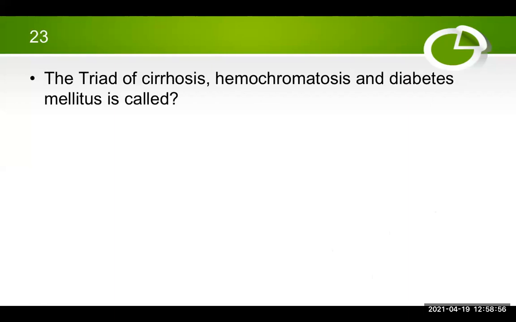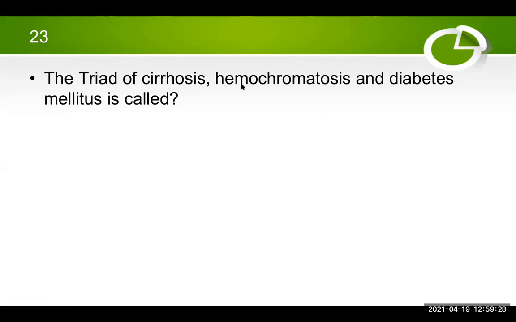Now, another clinical question. If you see the triad of cirrhosis of the liver, hemochromatosis, and diabetes mellitus, what do you call that condition? Just a clinical name. Okay, that is known as bronze diabetes. Absolutely correct. This is known as bronze diabetes, and that bronze diabetes is actually caused by hemochromatosis.